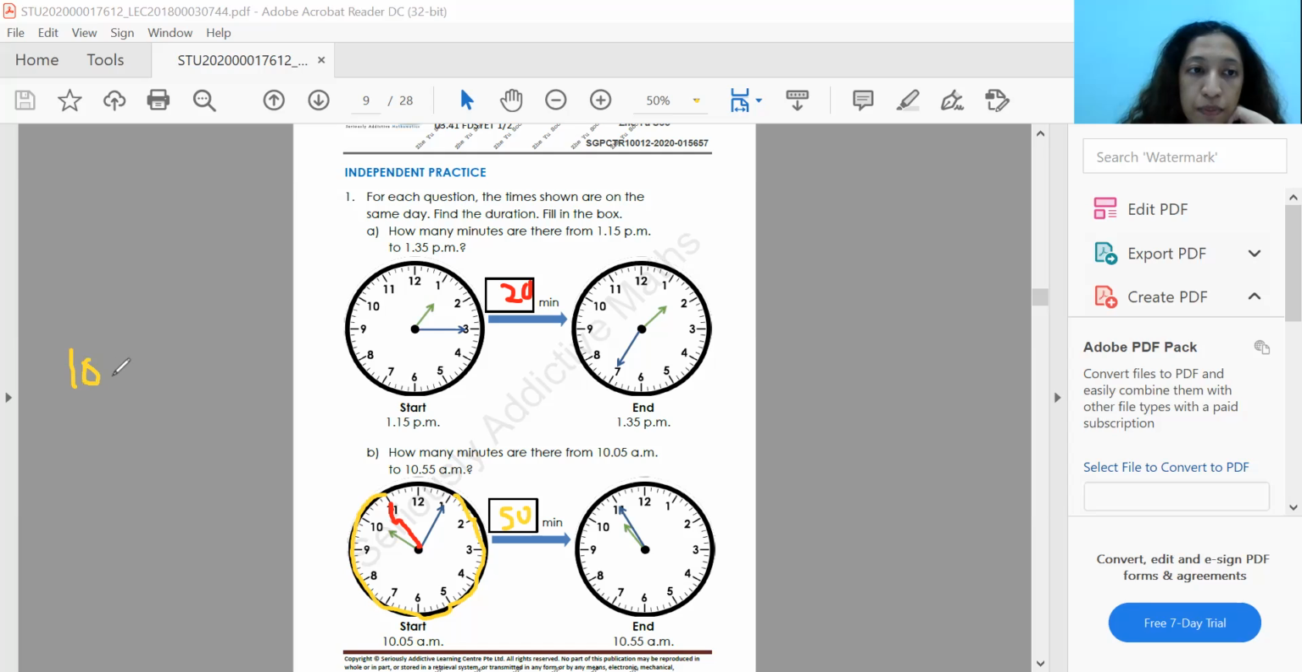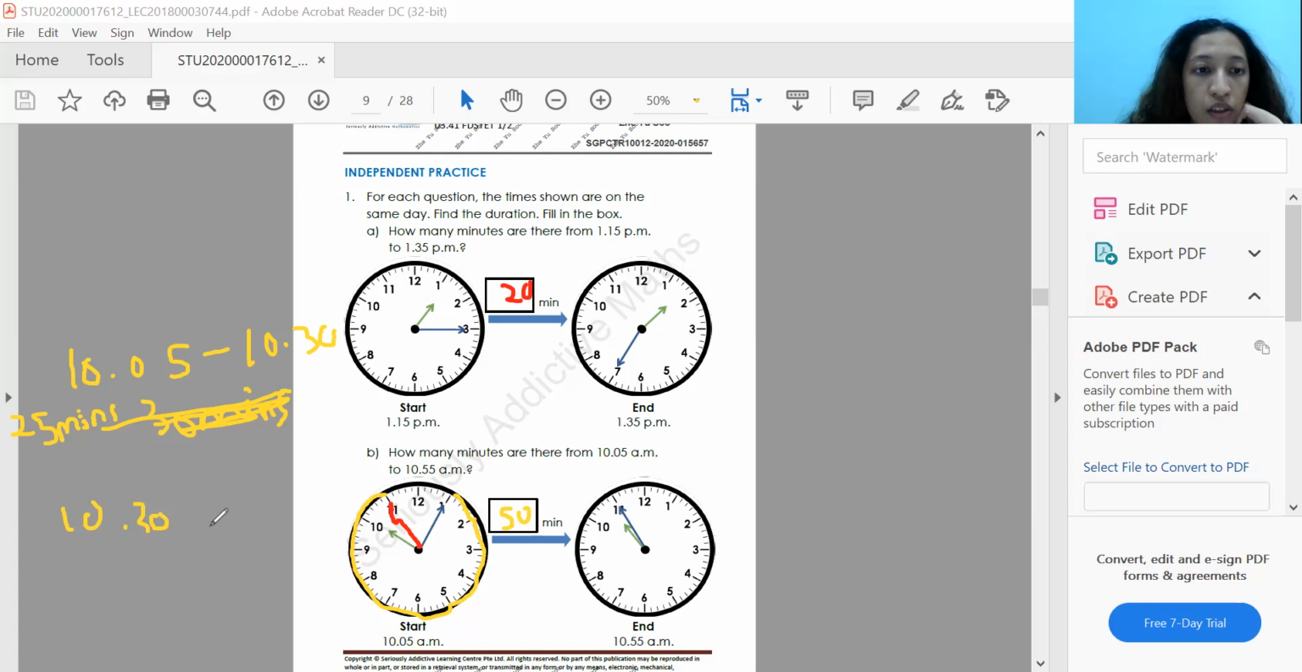Either that or we could split them up. Okay, let's do 10:05 to 10:30. How many minutes is that? 5, 10, 15, 20, 25, 30. Sorry, 5, 10, 15, 20, 25, 30, right? So that is 25 minutes. 25 minutes, not 30 minutes. Okay? 25 minutes.